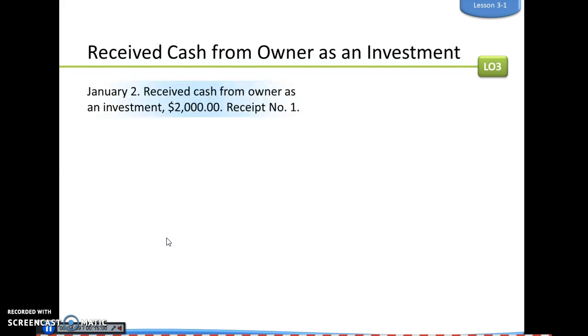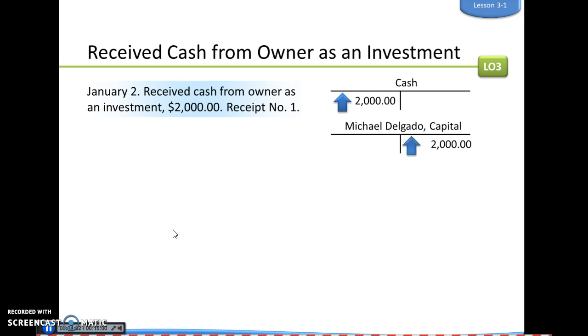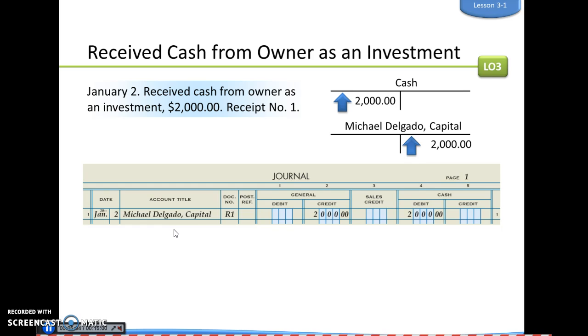Okay, so we have received cash from owner as an investment, $2,000 on January 2nd, receipt number 1. First of all, this is what we did before, right? We broke it down into their different accounts. So we have cash increasing, capital account increasing. Now we're going to put it down into the journal.